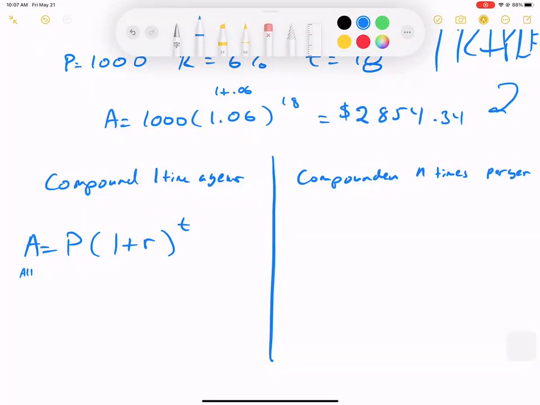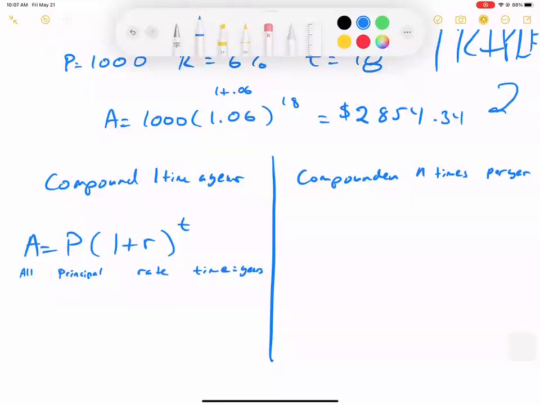R is our rate, P is the principal. This is our rate, and T is time. And in this case, time is in years. And this is the one we've been using repeatedly. This is a great formula to use. It's super easy to use.